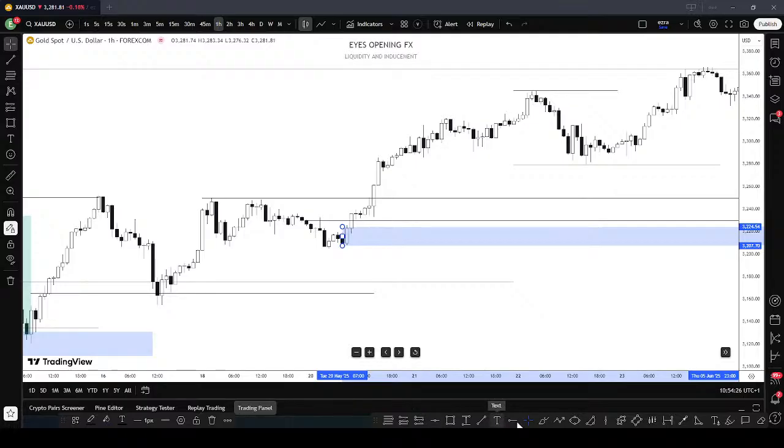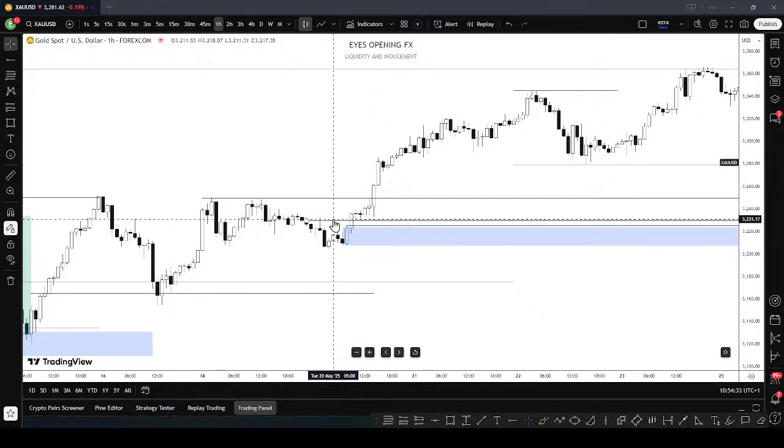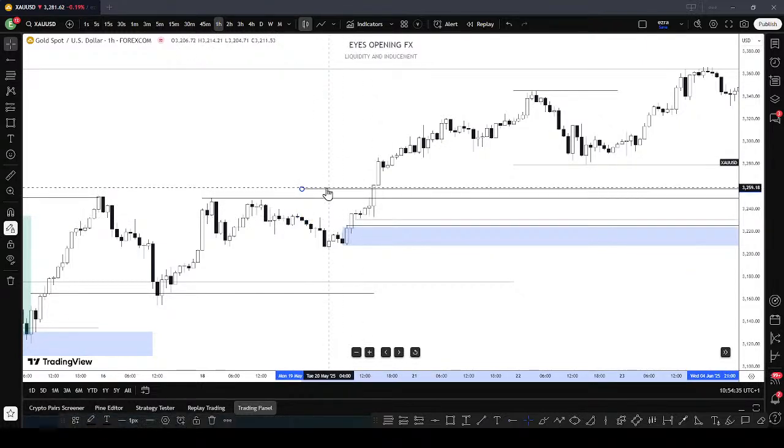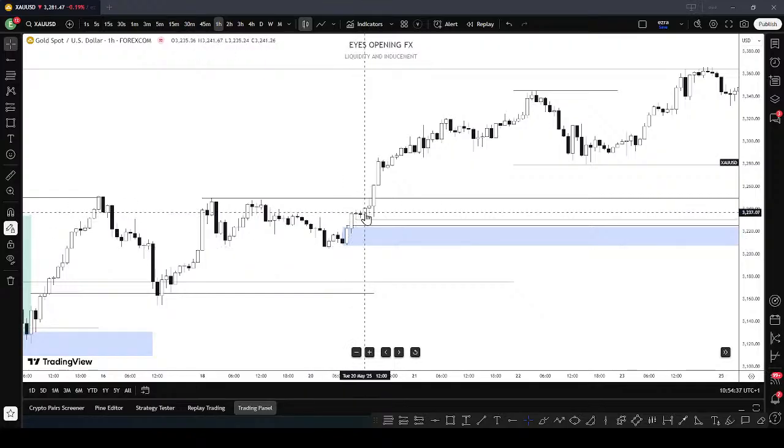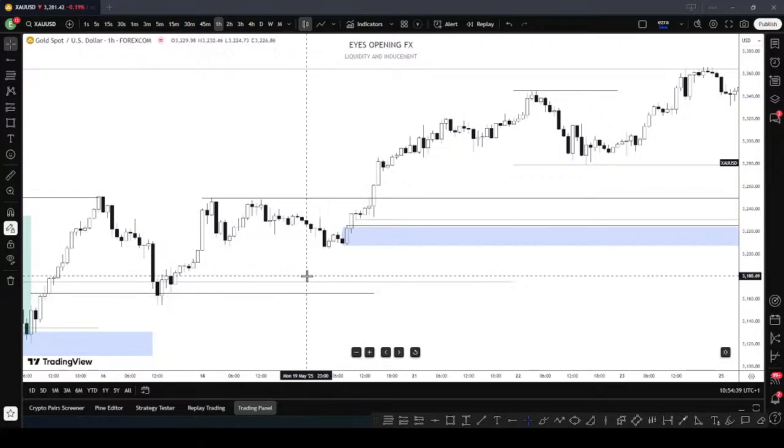Okay, let me use this. So this is the imbalance. Why? This is from the daily time frame. So let's remove that first. So after noting this imbalance, then note something.